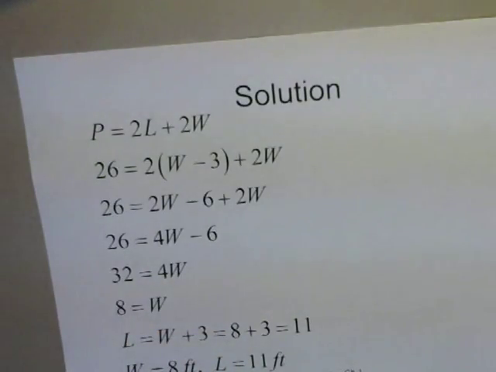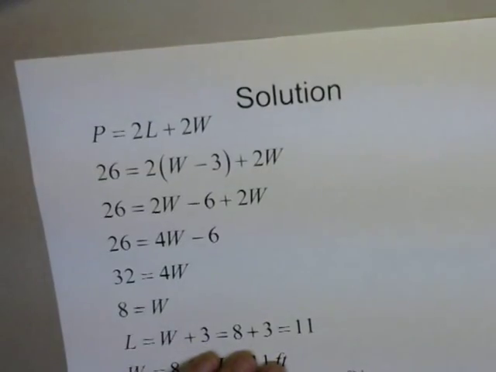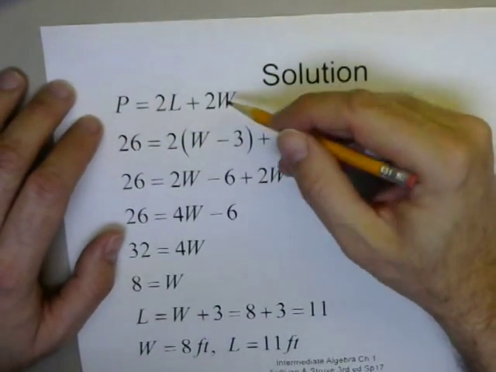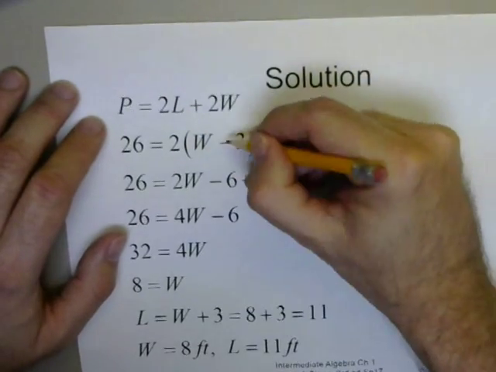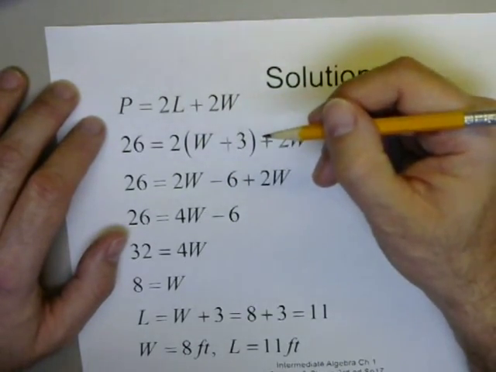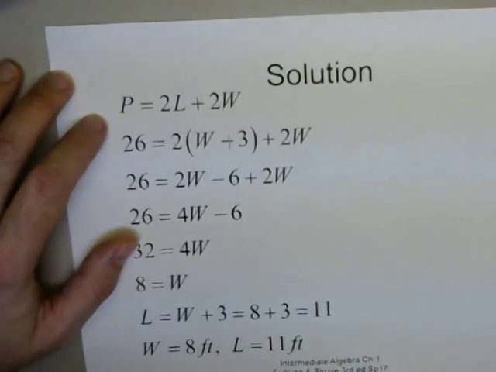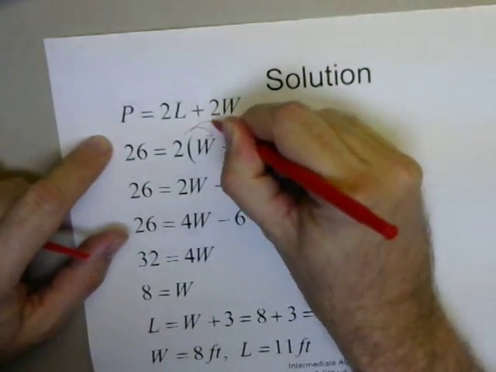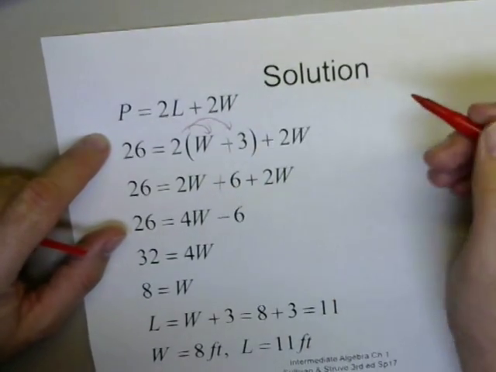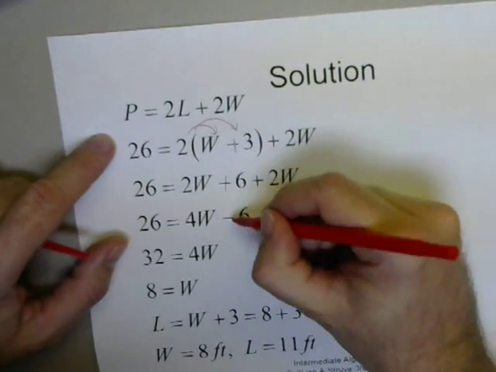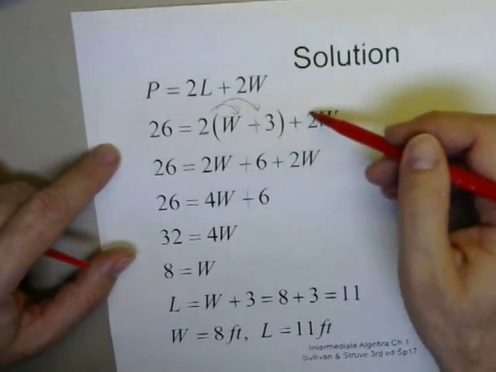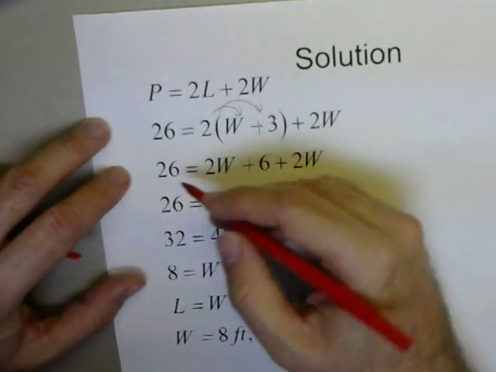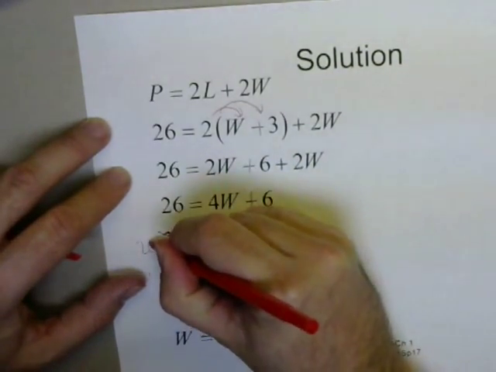the length is 3 feet more than the width, and I just noticed I had a mistake here, right? So we could replace the length with w plus 3, right? And we want to write everything in terms of one variable here. So that's going to affect my answer here, so sorry about that. If I distribute the 2 through, this will become a plus, and then this will become a plus. So I'll get 2w plus 2w, the 4w is okay there. So I'd want to subtract 6 from both sides, so this would actually be a 20.